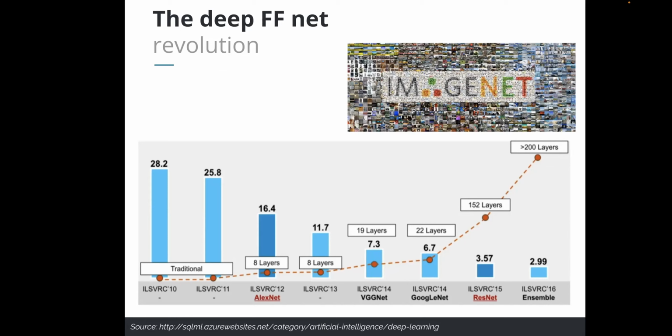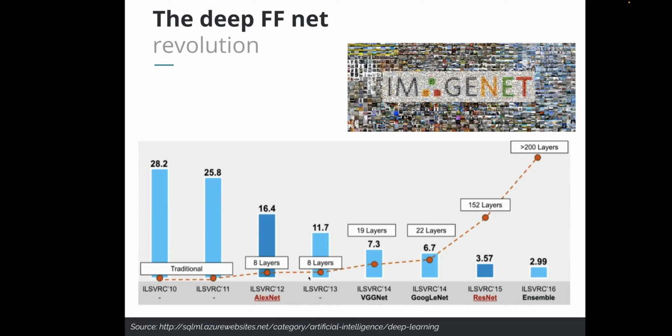Every year people submit their systems or run their system, and then there's a winner. What you see here, the height of the bars corresponds to the error rate of the winning architecture for that year. The x-axis corresponds to the year of the competition, and then the name of the winner.